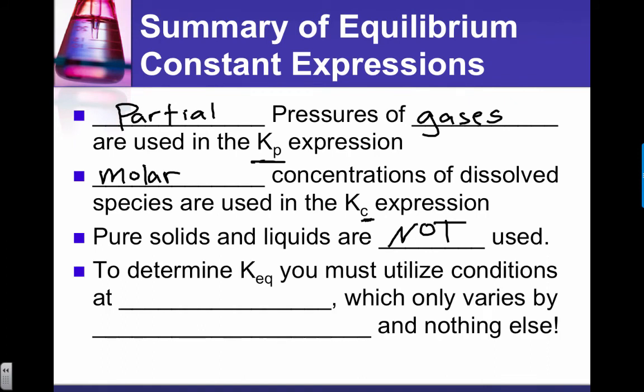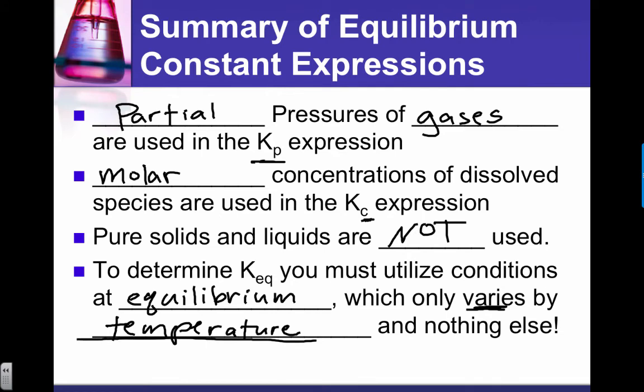To determine Keq, this is super important, you must utilize conditions at equilibrium. Not any old value will do. You have to only use the values that will be established at equilibrium. The only thing that changes your equilibrium values would be temperature, and nothing else ever. Temperature is the only thing that can cause your equilibrium to change.